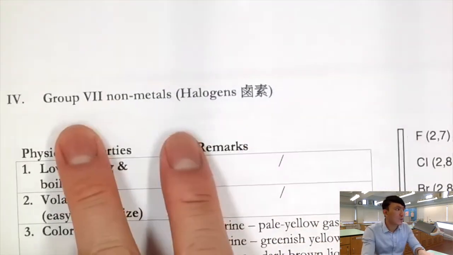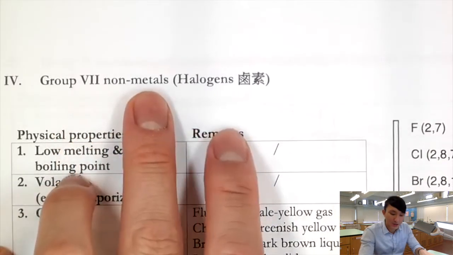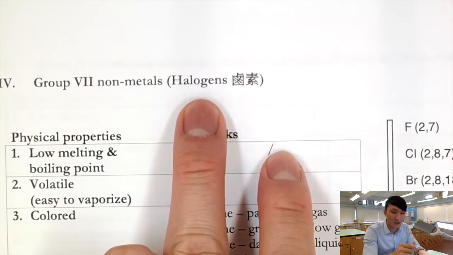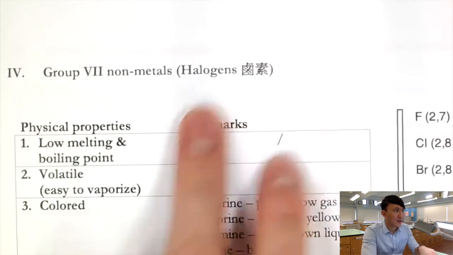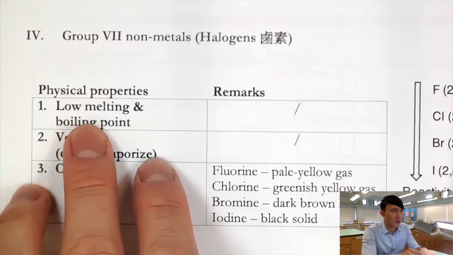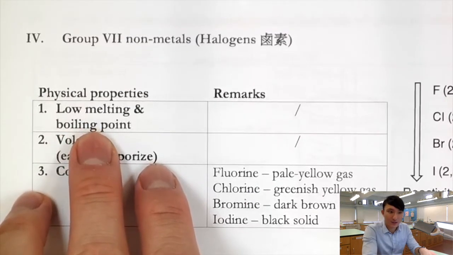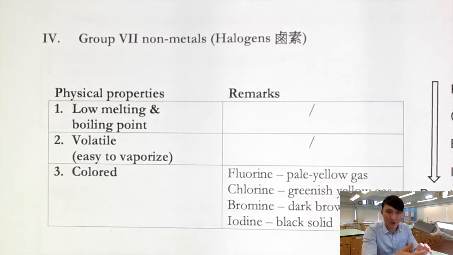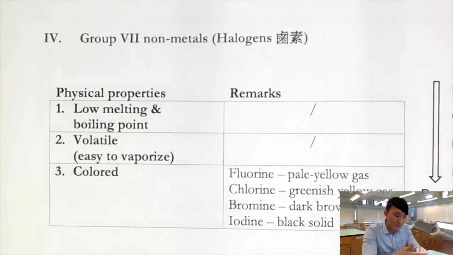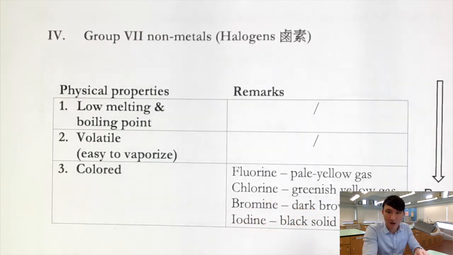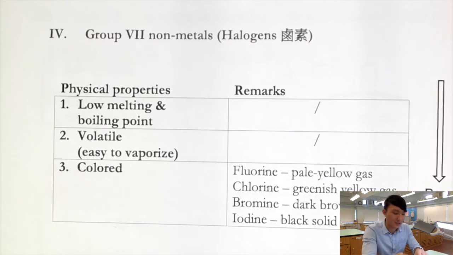So therefore, here we are talking about group 7 nonmetals. Halogens are their other name, so make sure halogens are referring to the group 7 nonmetals. Okay? Now, first of all, the physical properties of these halogens. First of all, they have a low melting point and low boiling point, which is a general property of nonmetals. Most nonmetals have a low melting point and low boiling point. But we have an exceptional case such as carbon, which has an exceptionally high melting point.